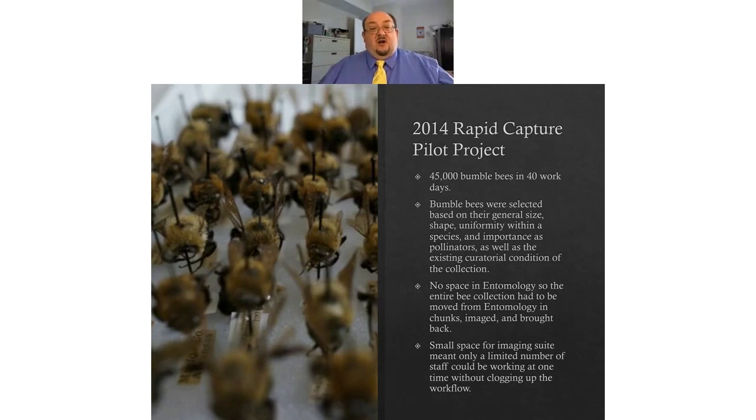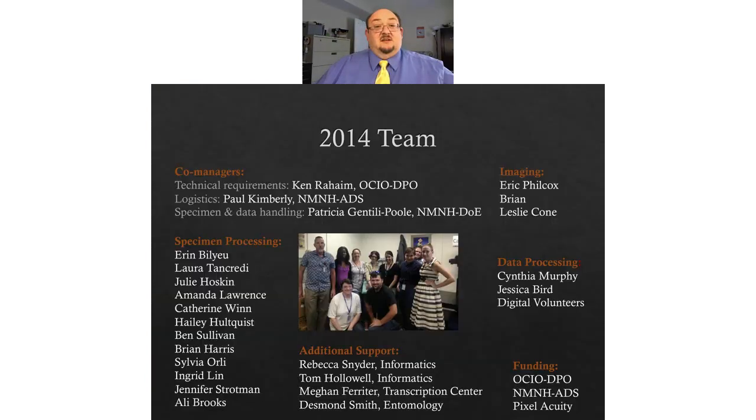But because of its shape and its size, only a certain number of people could be working in the space at a time without clogging up the workflow. We didn't want to have people bumping the tables that the specimens were on, and I'll talk about that in a little bit. And rather than having it flow smoothly, the specimens had to come out of the processing area to the imaging station and then be brought back. And we had a chance to improve that in the 2019 model.